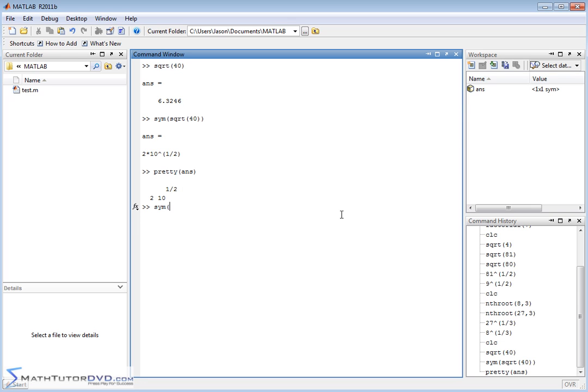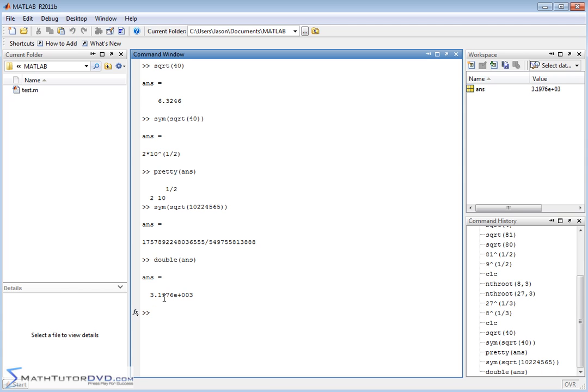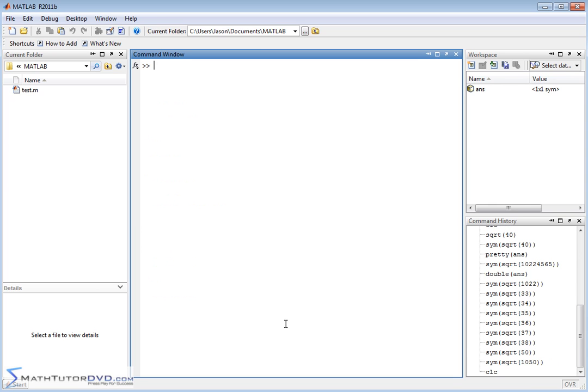Taking the square root of 40 is not a big deal, but what if you wanted to take the perfect square root of something large like this? Let's see what MATLAB does. Okay, very exact answer, right? It keeps everything as exact as it possibly can. Notice that this is a huge numerator divided by a huge denominator. If we want to convert it to a decimal, then this is going to be the square root of that large number. Let me go ahead and clear the screen to declutter our screen.